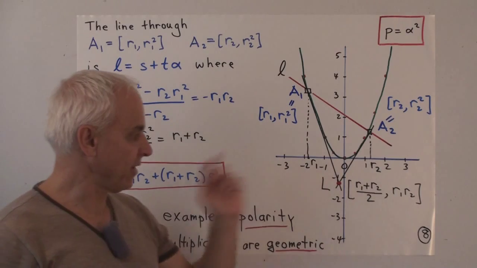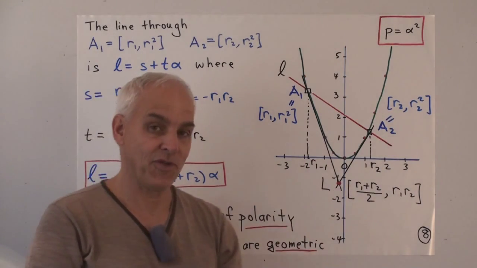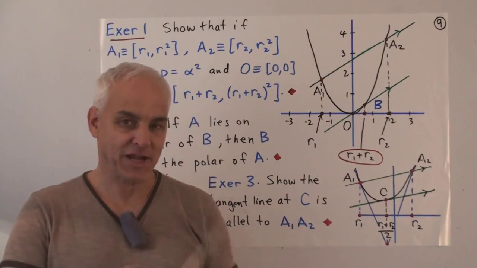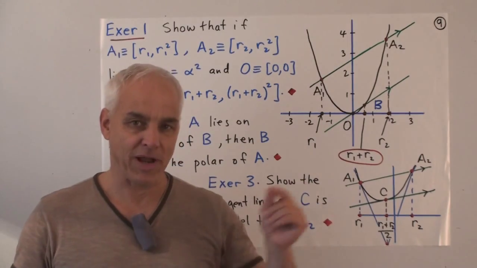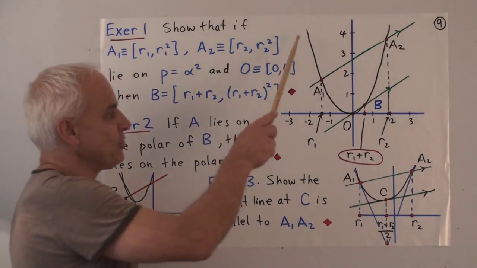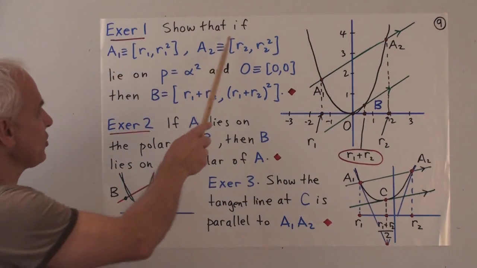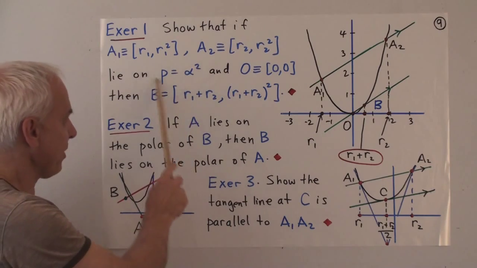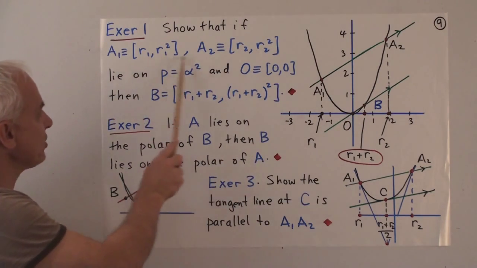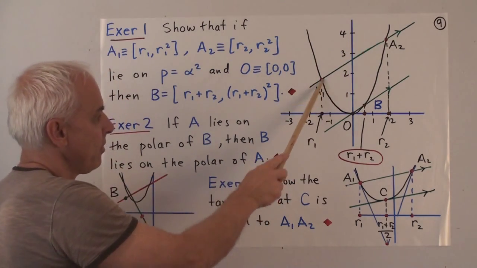Well, worth thinking about these two things, and I'll give you now some exercises so you can have some practice thinking about this lovely geometry. So the first exercise is very much in line with what I've just been talking about. It's another way of thinking about addition using the geometry of this standard parabola. So I want you to show that if we're talking about the standard parabola, p equals alpha squared, there it is there.